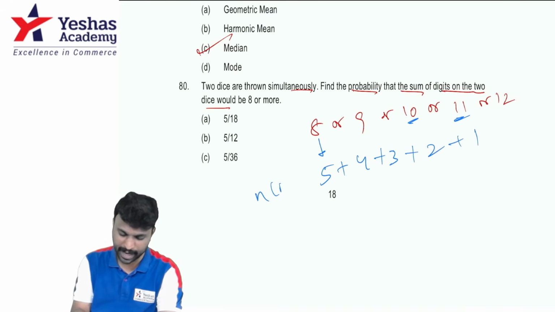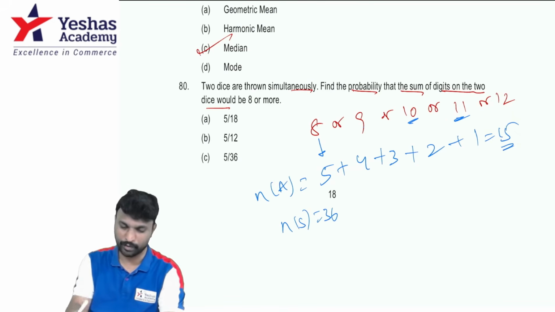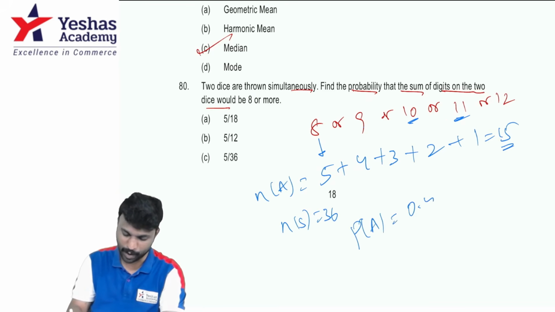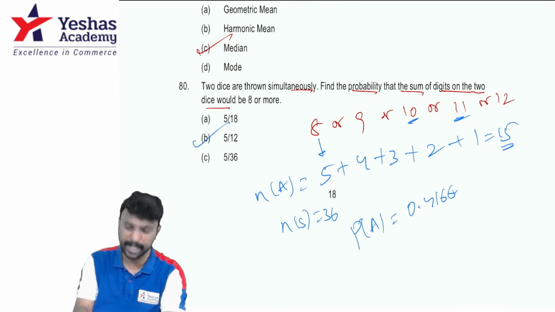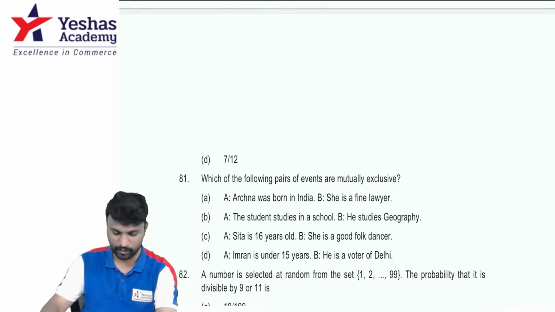So this is n of A. If I add this, I get 15, isn't it? Now n of S is 36. So 15 divided by 36 fetches me the probability, which is nothing but 0.4166. Which option is correct? It's option B. 5 by 12 you get the same 0.4166.